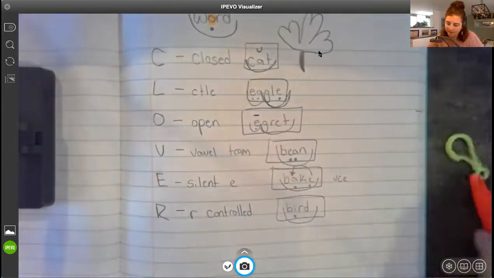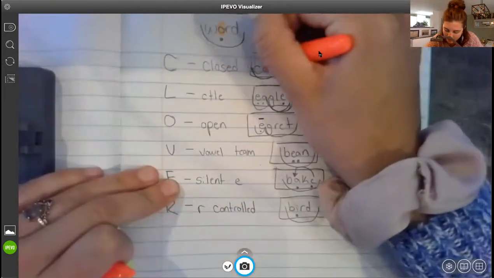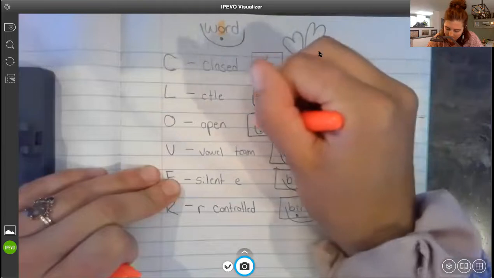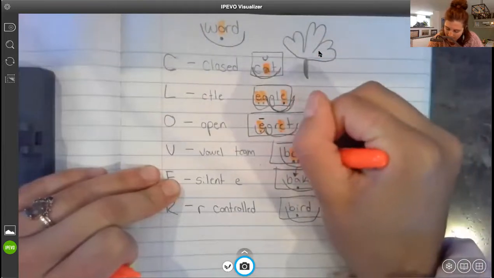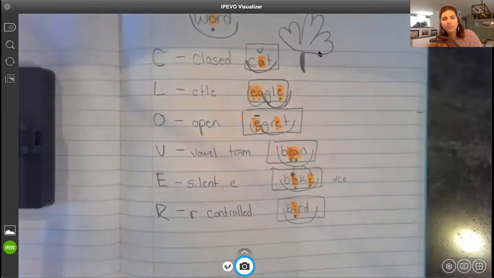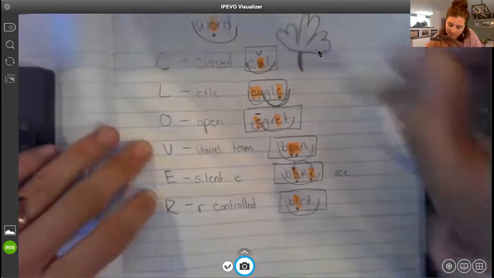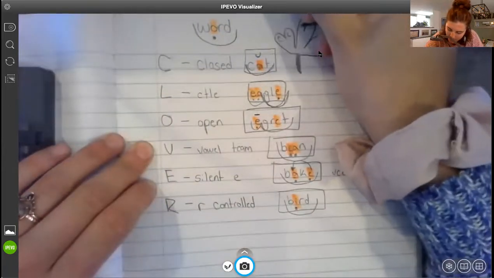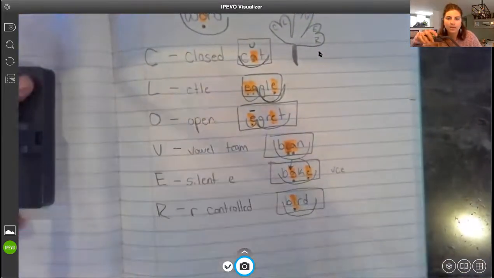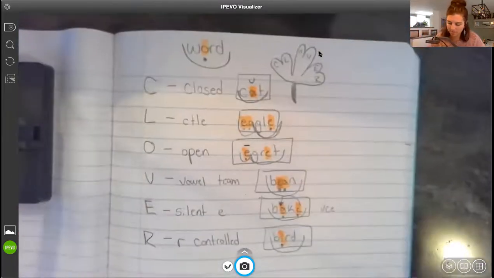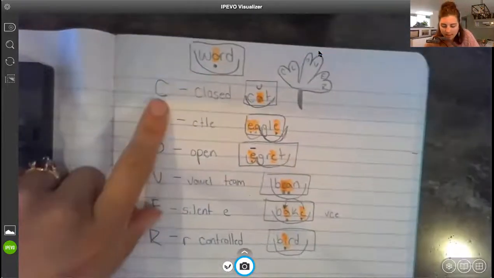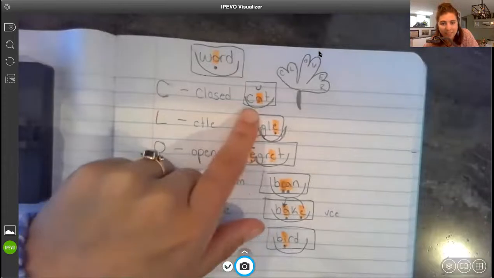All right, friends, so I'm going to highlight all of my vowels. We have cat, an A, eagle, an E, egret, bean, bake, and bird. If you take a look at our clover concept, C-L-O-V-E-R, this is just an example. C is closed. We have cat, which is one syllable.